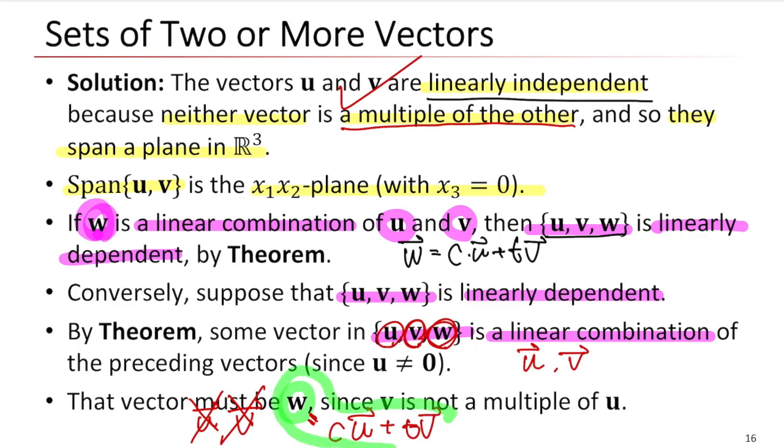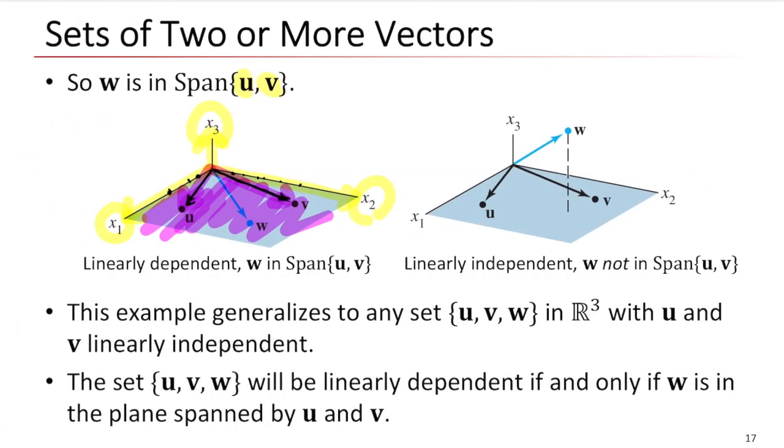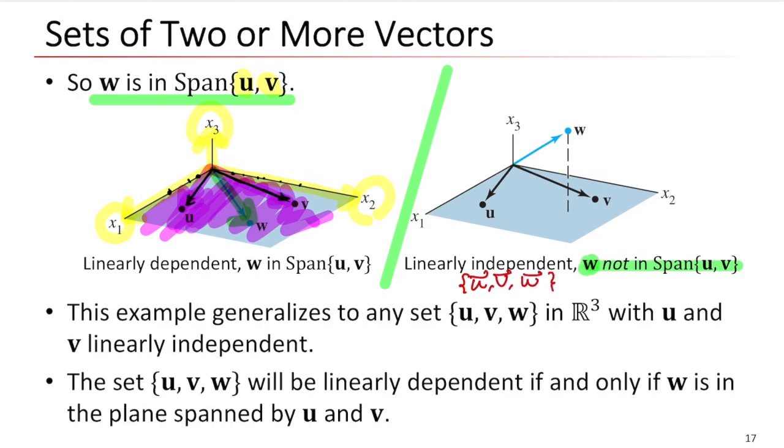What does it mean? This is exactly the same equation as the span, right? So what does it mean? Vector w should be in the span of vectors u and v. Okay, so we can conclude that the vector w is in the span of u, v. So what is the reverse case? If w is not in the span of u, v, then we can say that the set u, v, w is linearly independent.